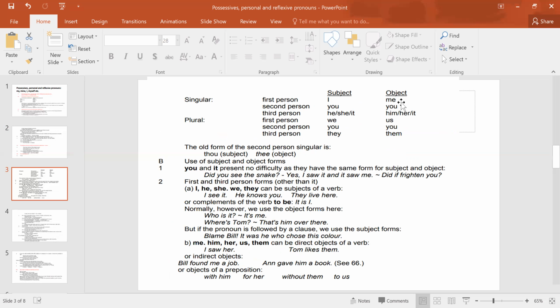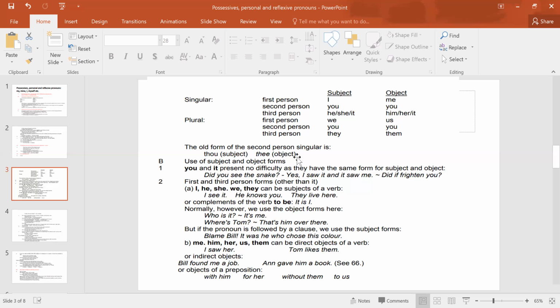First person is I and its objective form is me. Second is you and the objective form is you. Third person he, she, it, and their objective forms are used as object in this way, that is him, her, it, etc. And plural first person is we and the object form is us.